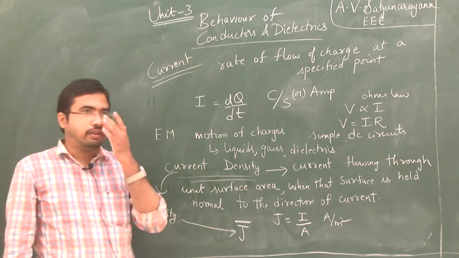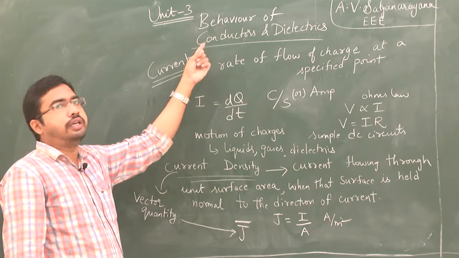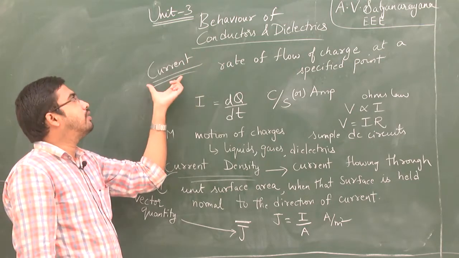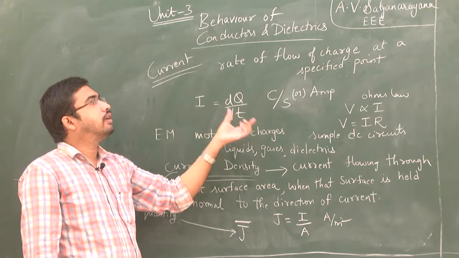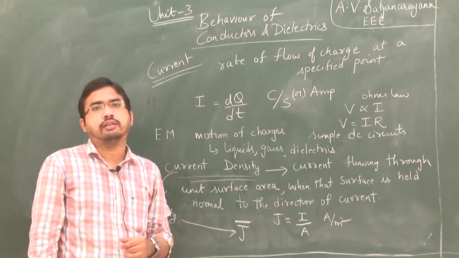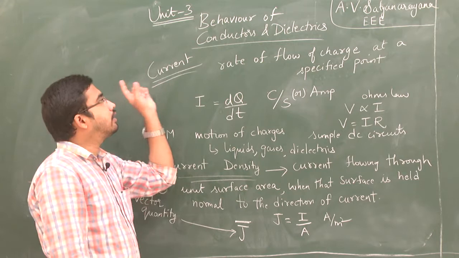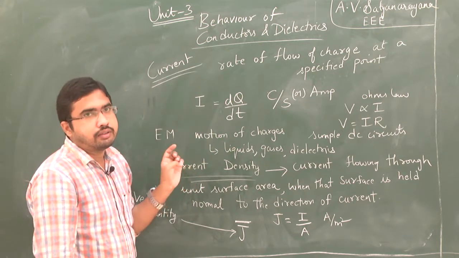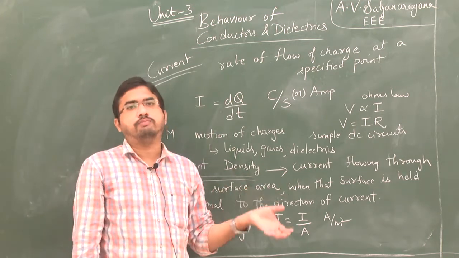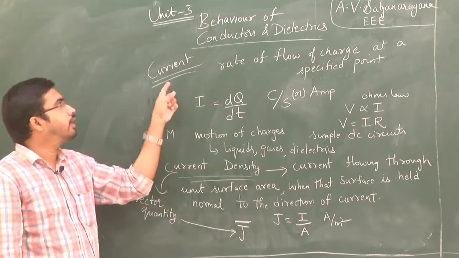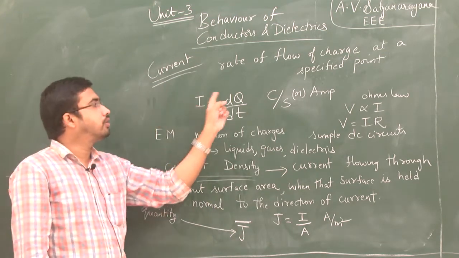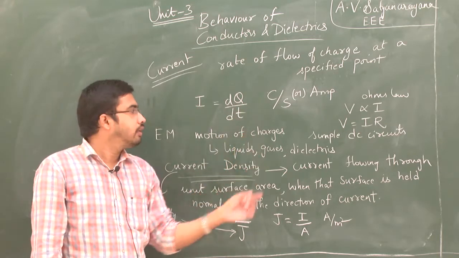So here in the introduction of this unit 3, first we have seen what is meant by current. The rate of flow of charge at a specified point in a conductor is called electric current, or the amount of charge flowing per unit time, Q by T. I equal to Q by T, that is called current. So I equal to Q by T or dQ by dt.